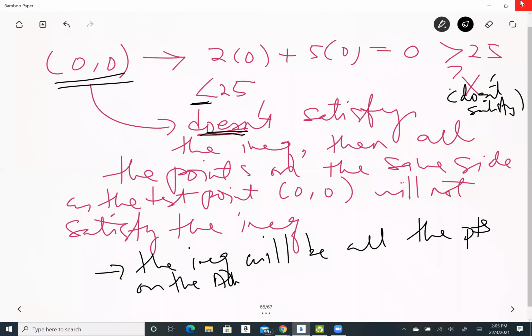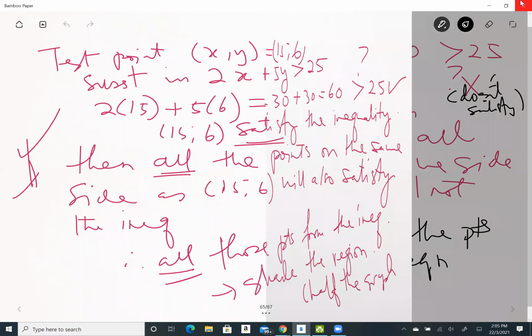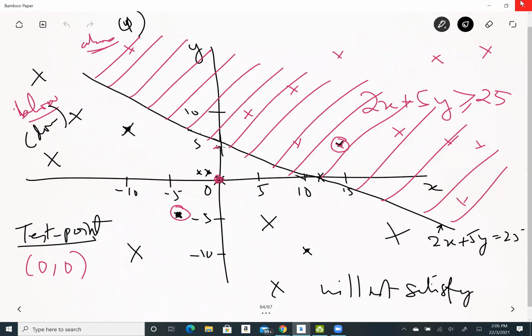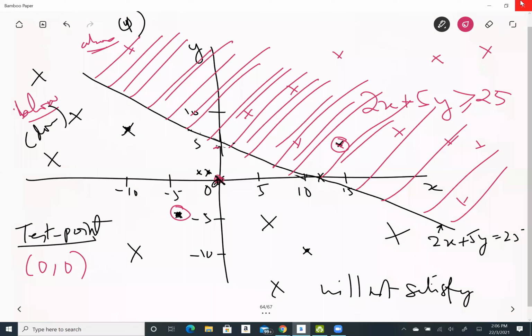On the other side of the equation. Okay, so go back to the graph. The point that we test, 0, 0, does not satisfy. So what does it mean? It means all the points on the same side do not satisfy. Therefore, where is the inequality? The inequality will be the other side, near, this side. Right. Is there any question on this one?